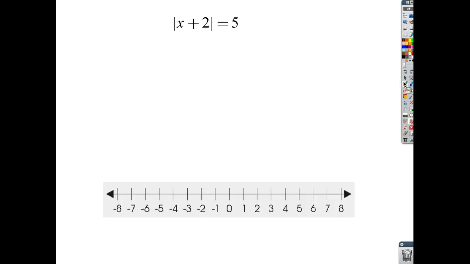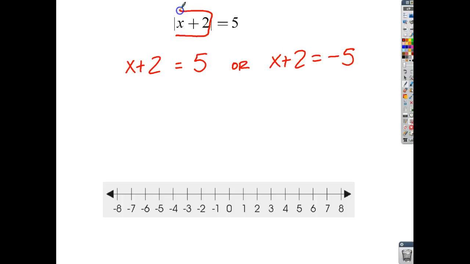So I'm going to solve this as two different things, because if the absolute value says this is 5 away from 0, that means x plus 2 is either equal to 5, or x plus 2 could be -5. Either one of these two possibilities will work, because whatever this thing is, it's 5 away from 0. If it's 5 away from 0, it could be here or it could be here.